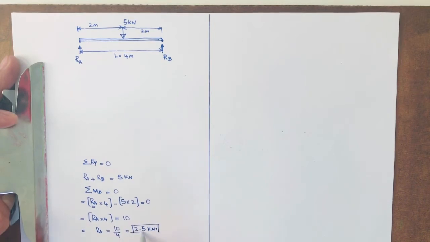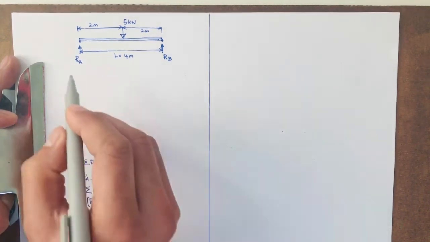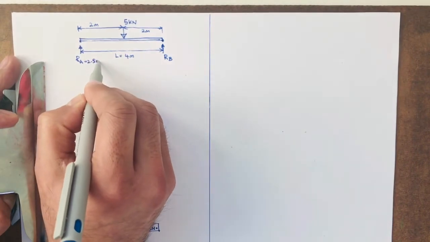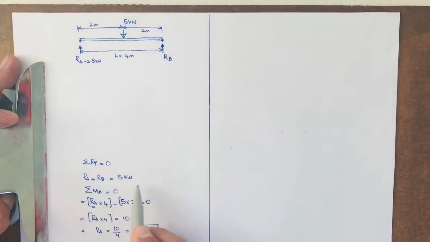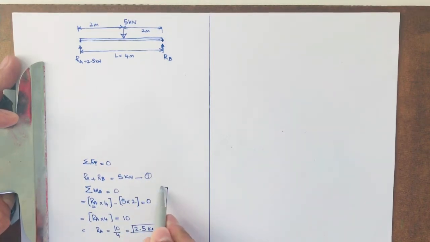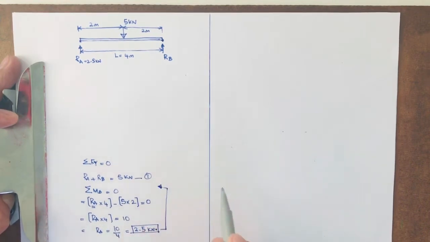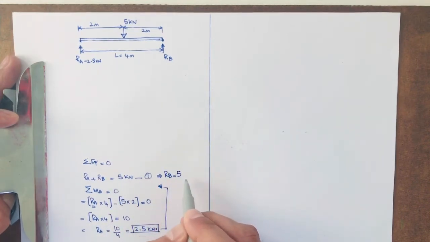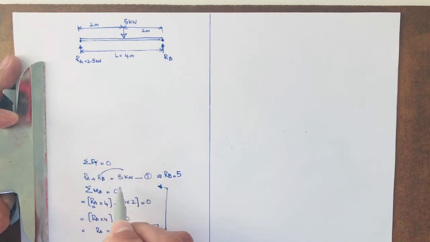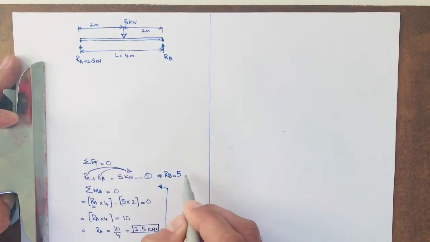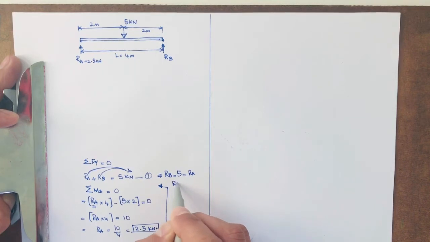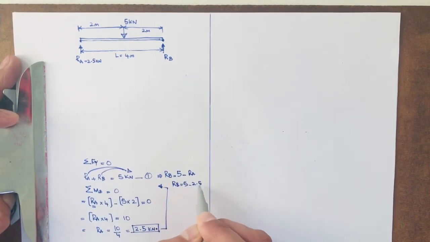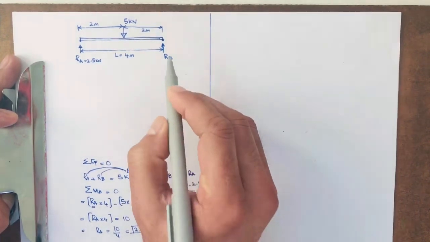So now we know the reaction RA equals 2.5 kilonewton. We already know the first equation, so we can fit this value into this equation, and this will give us RB. RB will be equal to 5 minus RA, so RB equals 5 minus 2.5, equal to 2.5 kilonewton. So RB is equal to 2.5 kilonewton.